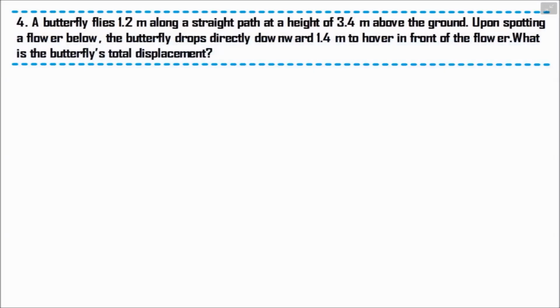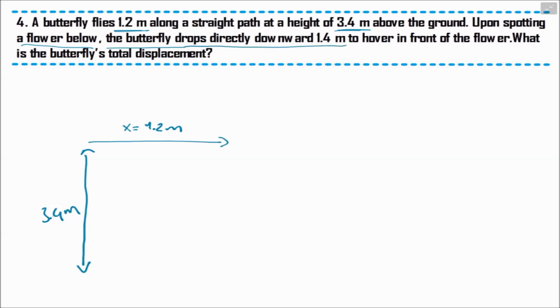Hello, welcome everyone. In this question it says a butterfly moves x, we can say 1.2 meters, and its altitude is 3.4 meters. Upon spotting flowers 1.2 meters along the strike path at a height of 3.4 meters, the butterfly drops directly downward 1.4 meters to hover in front of the flower. What is the butterfly's total displacement?